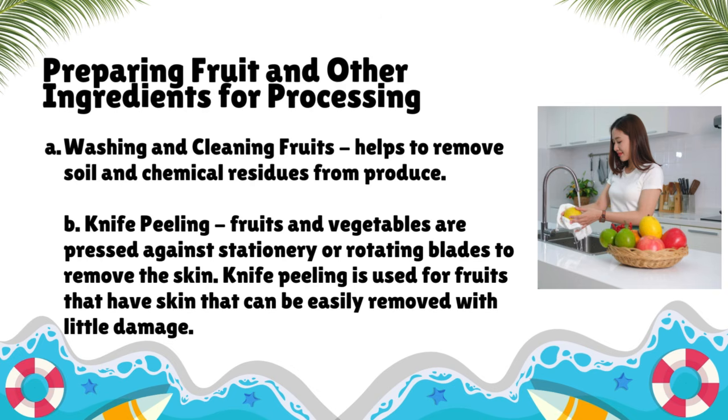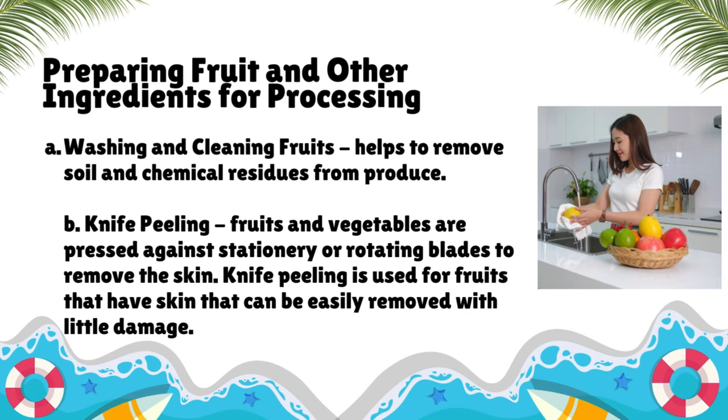Preparing fruit and other ingredients for processing. A. Washing and cleaning fruits helps to remove soil and chemical residues from produce. B. Knife peeling. Fruits and vegetables are pressed against stationary or rotating blades to remove the skin. Knife peeling is used for fruits that have skin that can be easily removed with little damage.